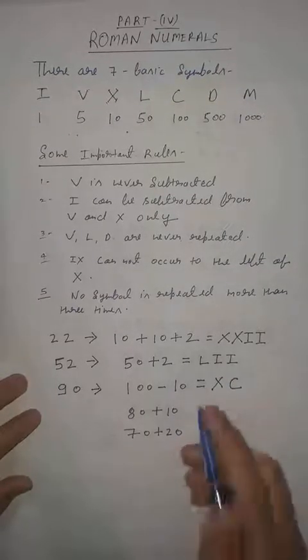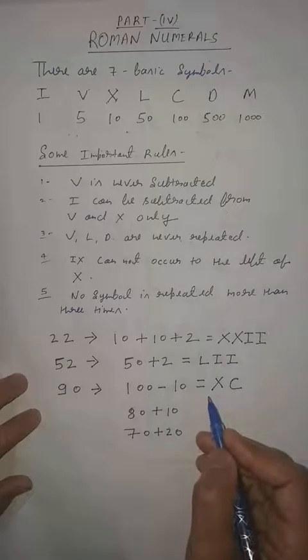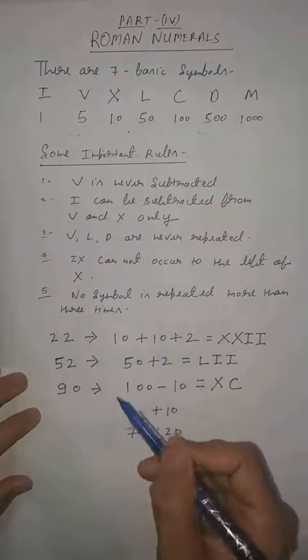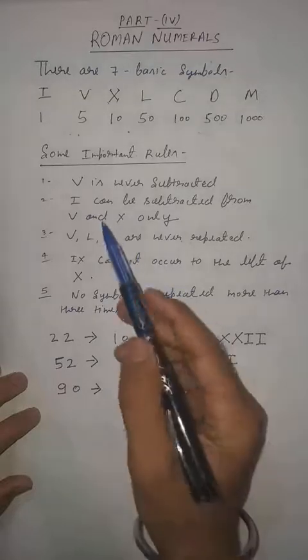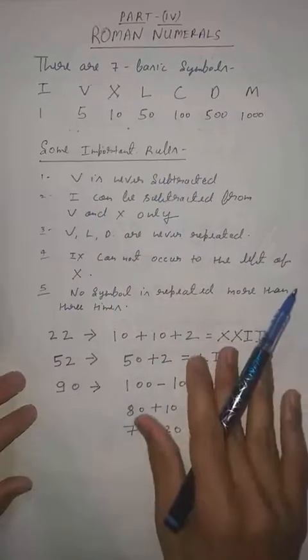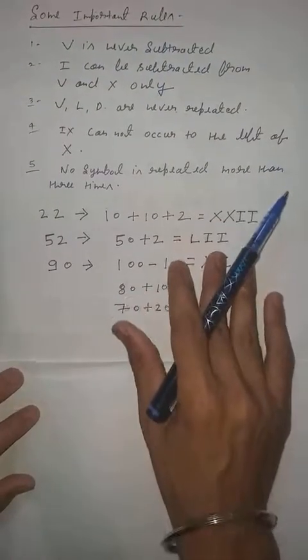So clear, everyone? If you have to add, you will write on the right hand side. If you have to subtract, then where do you have to write? Left hand side. So this is the basic concept of Roman numerals, how to write them. Now come to this point, some important rules of the Roman numerals. So now I am going to explain questions based on this.